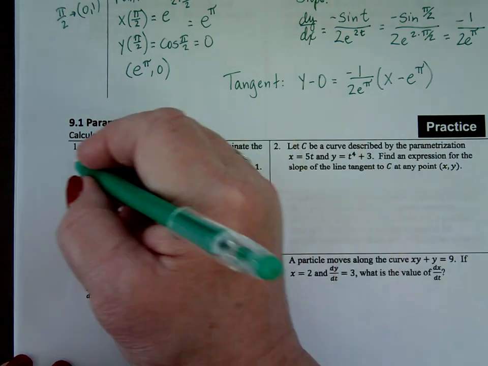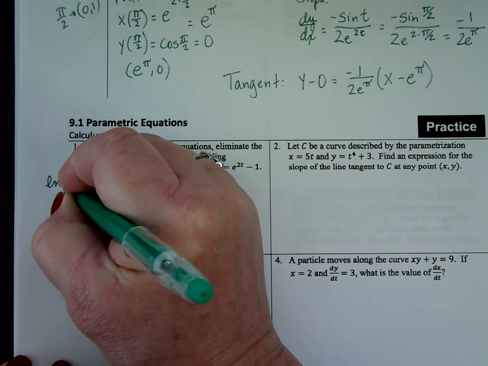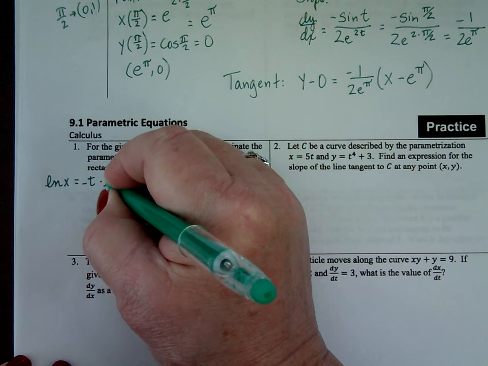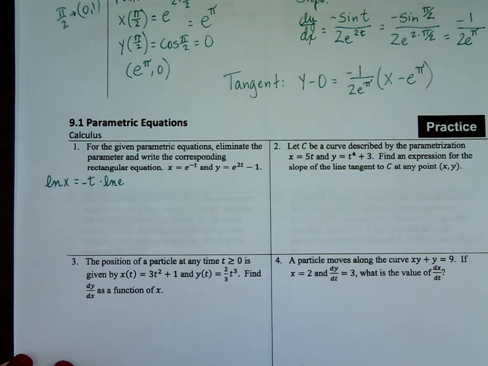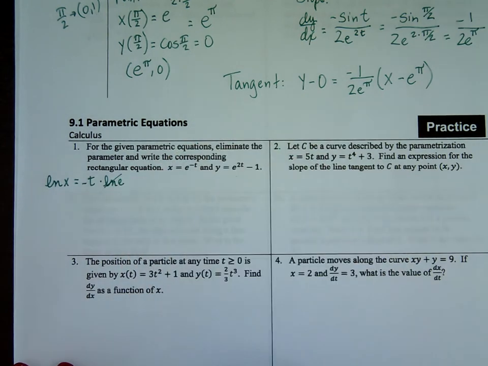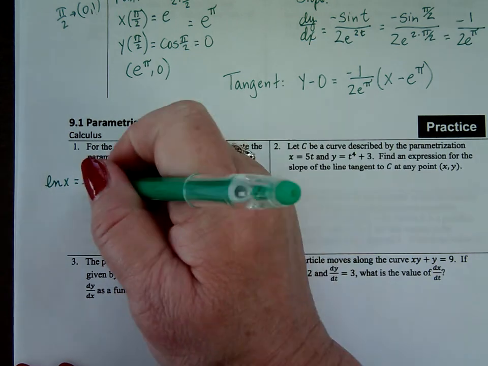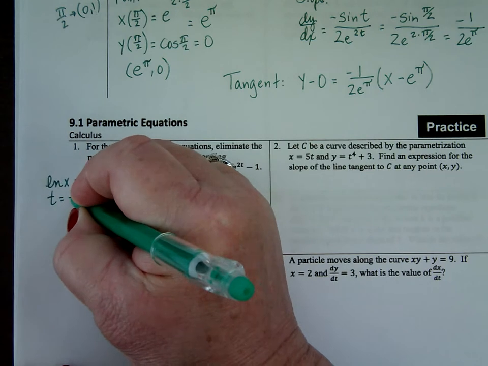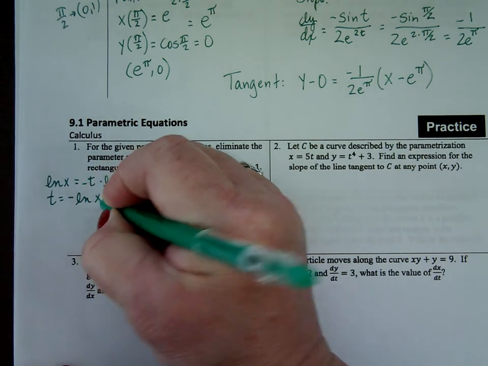So I have the ln of x equals negative t, it comes down, times the ln of e. Right? Take the natural log of both sides. But we know that the ln of e is just 1, so that just eliminates that. So now I've got negative t equals the ln of x. So let me say it this way. T equals negative ln of x. Right, I just move the negative to the other side. So I get t equals.